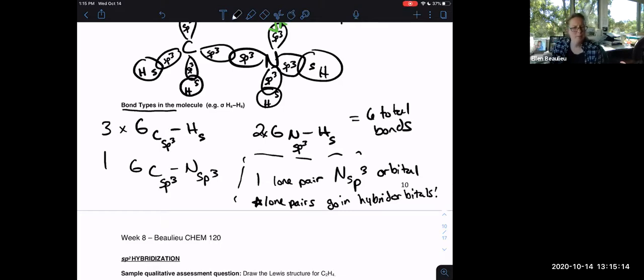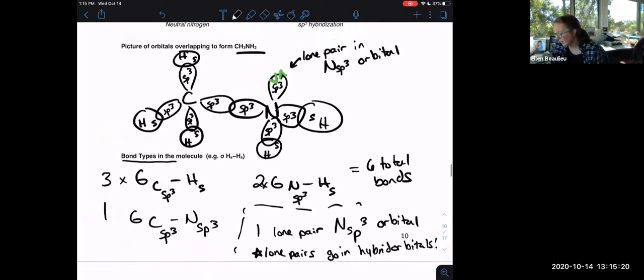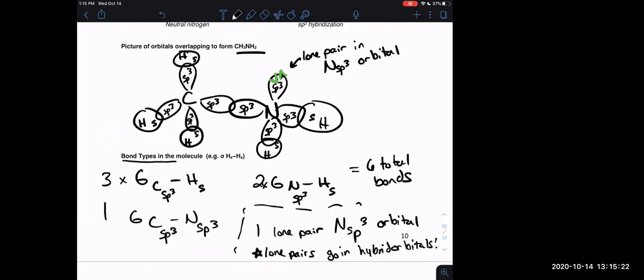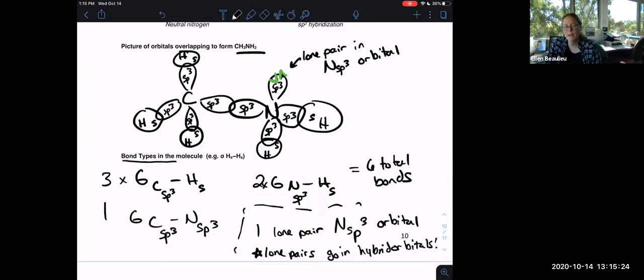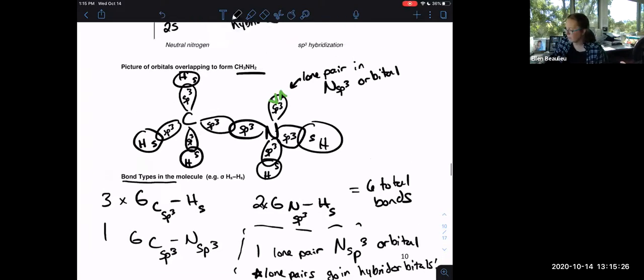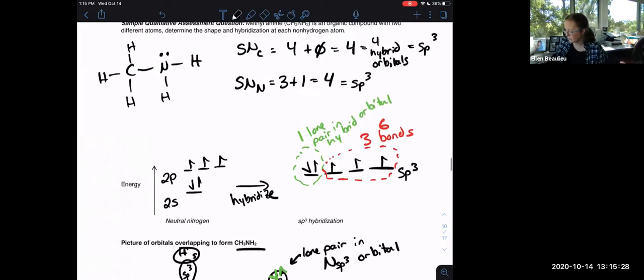I'm at the point in my semester when I need to do that type of check. How are we holding up? I put a lot, but it's being explained very well. Anybody have any questions about sp3 hybridization before we go on?